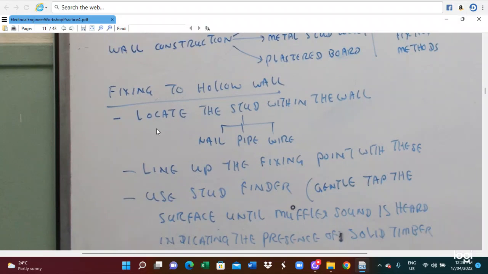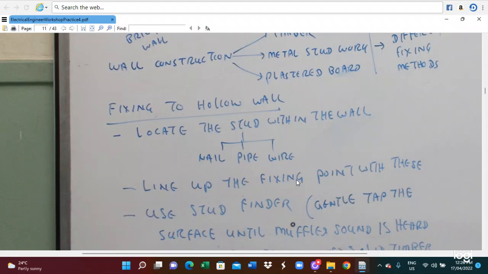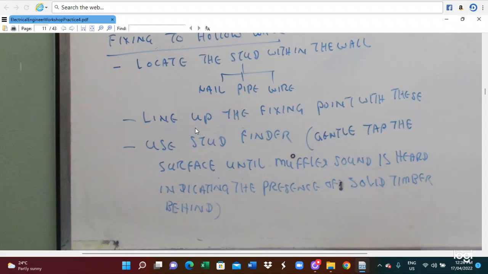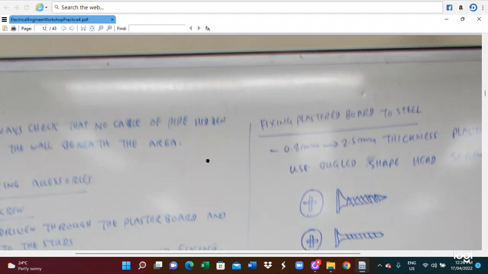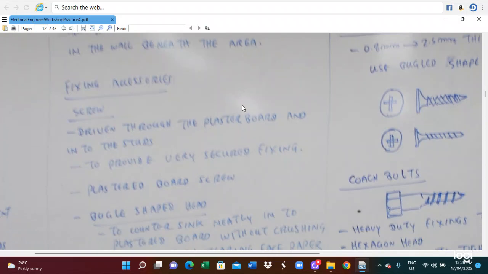When fixing to the wall, you have to locate the stud within the wall. Before that, check underneath whether there is any stud, because there can be a pipe or wire. In this case, use a stud finder. You have to run the stud finder until the mark is solid, which indicates the solid element behind it. Always check for any pipe or wire hidden in the area.